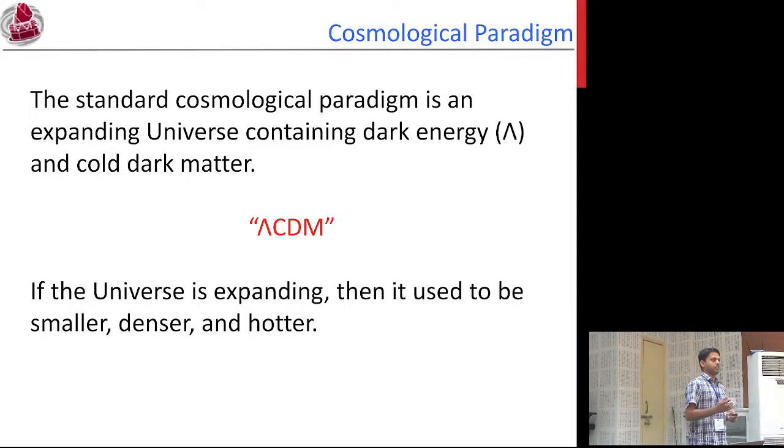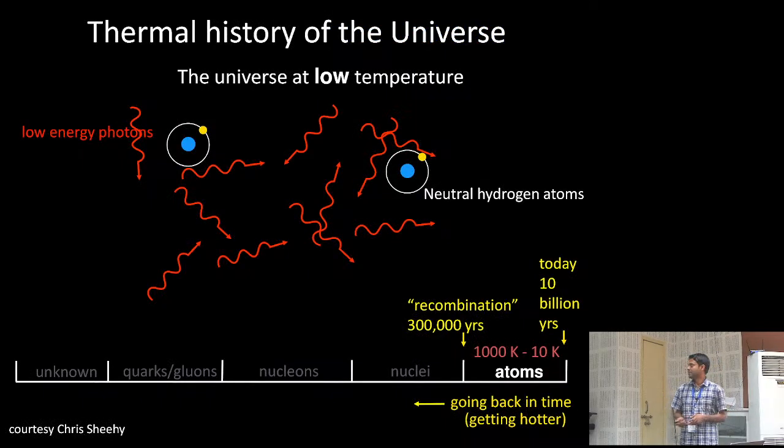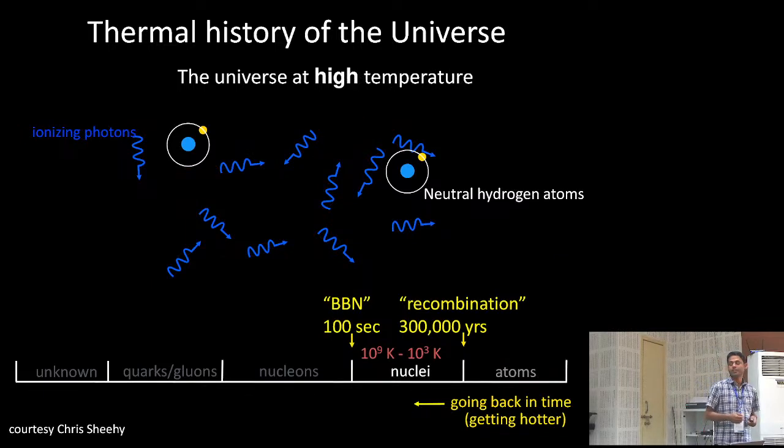This cartoon picture basically captures the thermal history of the universe. At low temperature, the photon has low energy. This is the timeline of the universe. We are here somewhere, 13 billion years, and we are basically looking back in time. Currently the universe temperature is 3 Kelvin. So we have neutral hydrogen atoms and low energy photons. But if we go back in time, the temperature becomes higher, so the low energy photons become high energy photons.